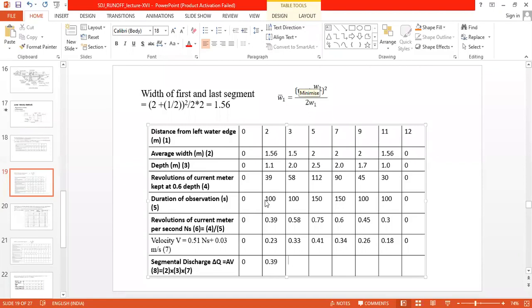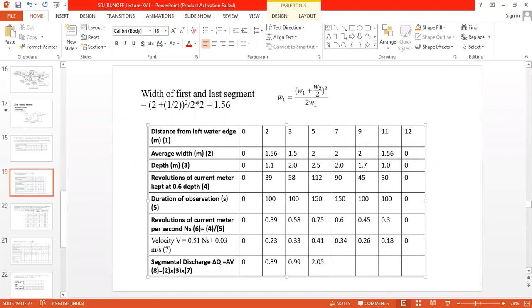Yeah, exactly. I will discuss that part. We'll go for that, this one firstly. 1.5 into 2 into 0.33, it is 0.99. Just check the calculations. Then 2 into depth as 2.5 into velocity 0.41, it's 2.05.